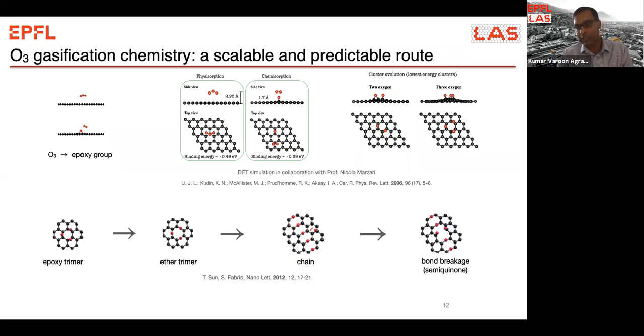There has been a little work done in terms of understanding how these epoxy groups arrange themselves. I show one of the works from Stefano Fabri's papers, where they showed that the epoxy trimer then converts into the ether trimer, and then it tends to form these ether chains, all with energy barriers less than 1 electron volt, right? And this then continues to progress with even smaller energy barriers. When there is another epoxy group, there is a spontaneous bond breakage, right? But so far, these have never been validated by experimental data, okay?